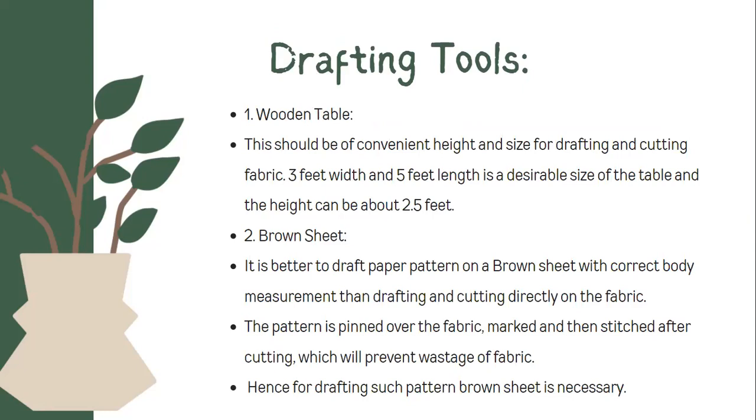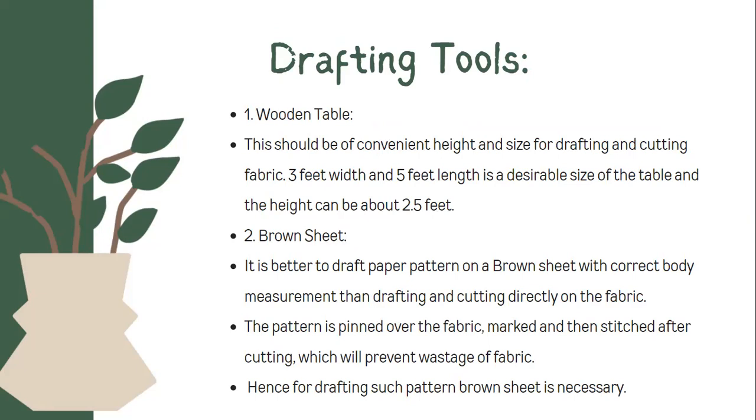So drafting tools. First, a table should be there, of a convenient height and size, so that you can draft and cut the fabric accordingly. Then a brown sheet. It is always good to draft a paper pattern with the correct body measurements before actually cutting directly on the fabric, because if you cut the fabric, you cannot undo it, right?